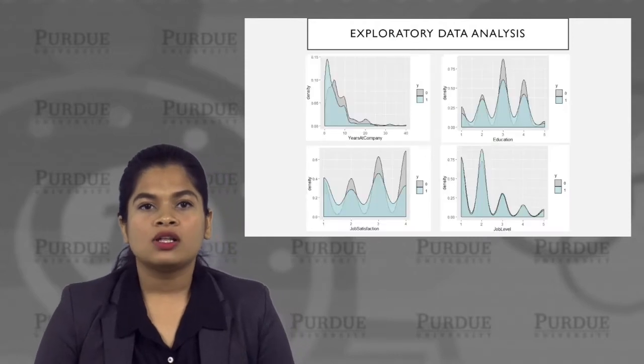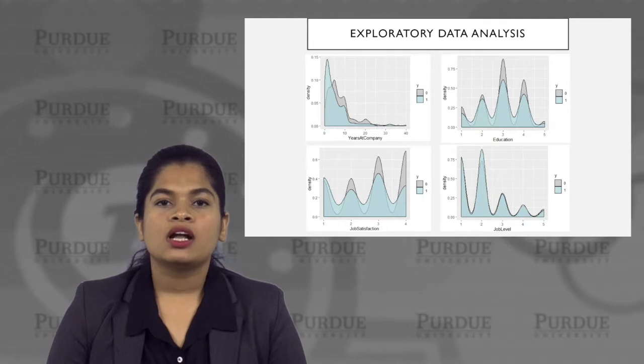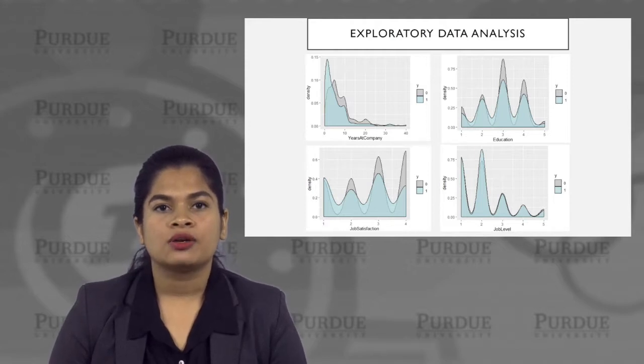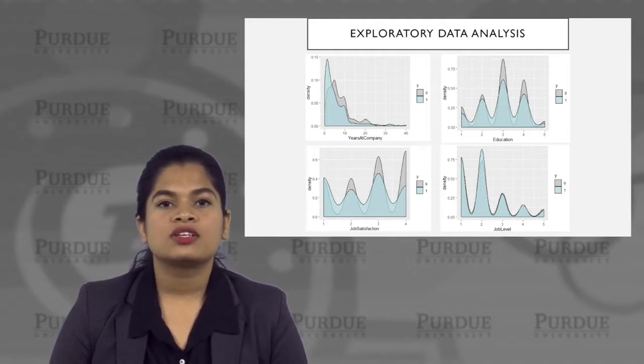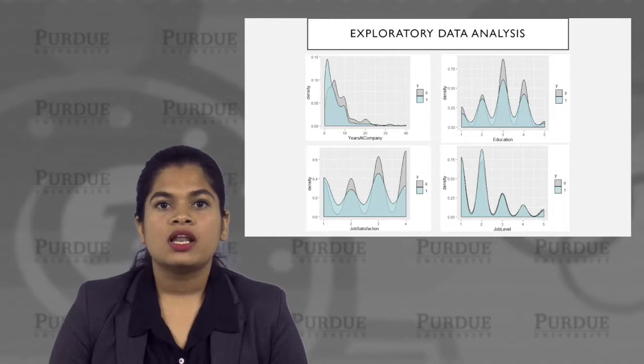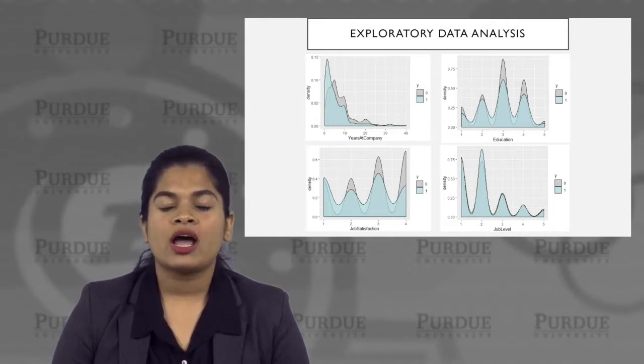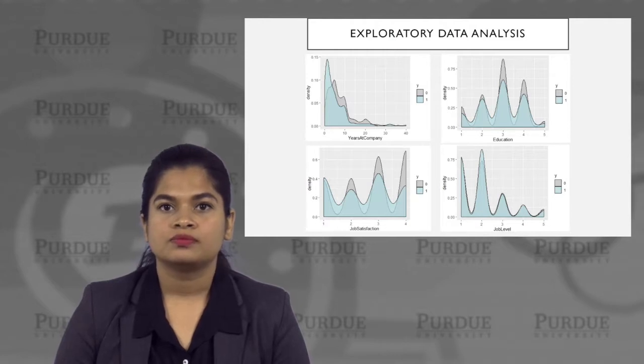Coming to the density plots, we can see that as the number of years in a company increases, lesser number of employees leave the job, which might lead to less attrition rate. In case of job satisfaction, we can see that as the level of job satisfaction increases, lesser number of employees in the company leave the job. Whereas in case of job level, we can see that level might not impact the employee attrition rate at all.